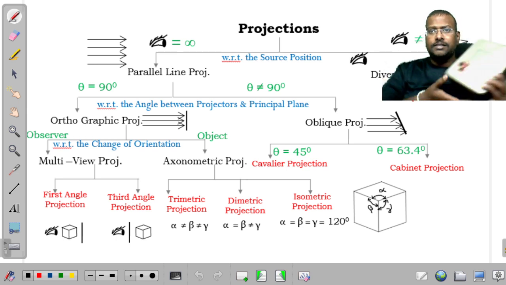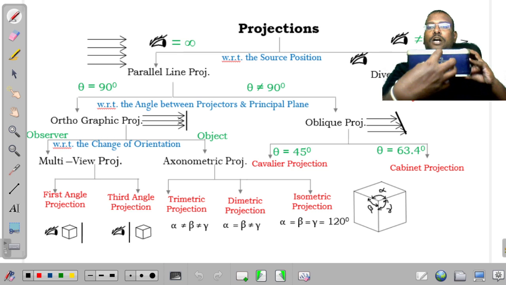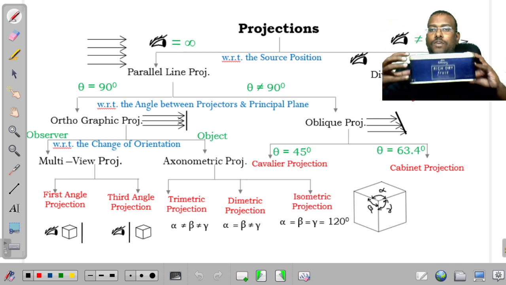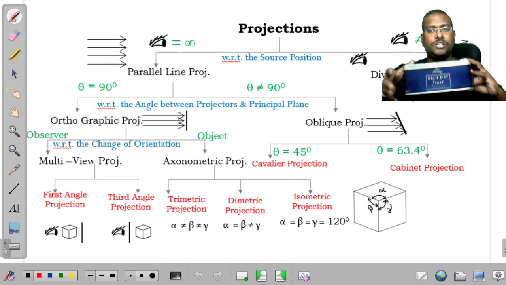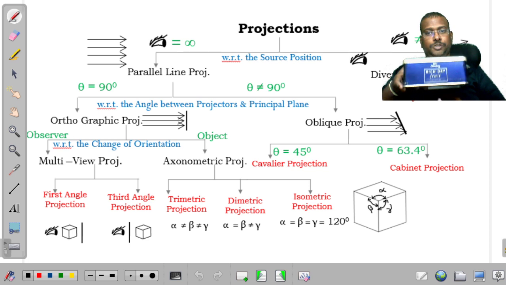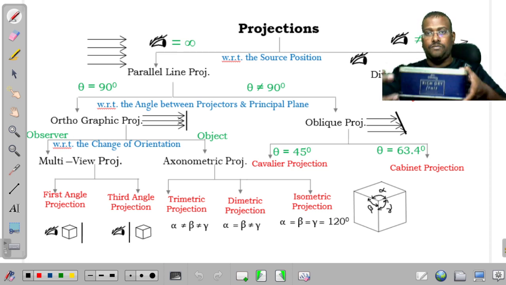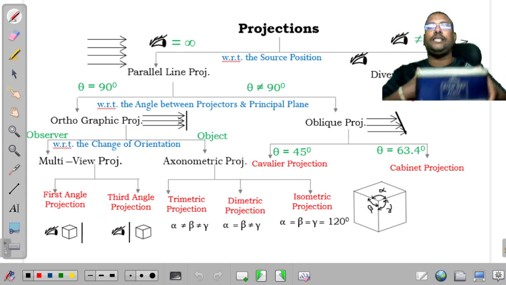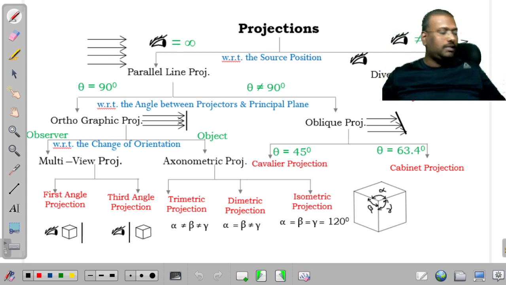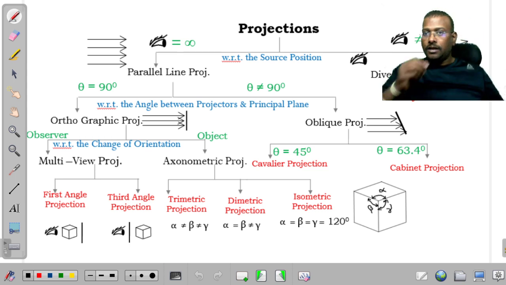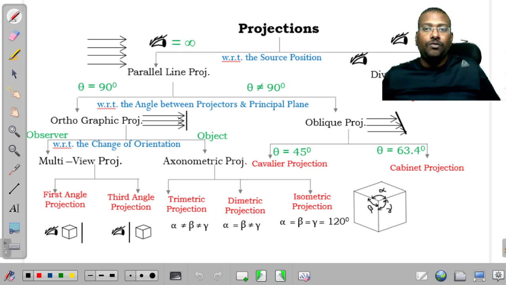What is it? The name itself is saying it. I am viewing from here, I am getting the diagram. I am viewing from here, I am getting the diagram. I am viewing from here, I am getting the diagram. So in order to get the complete information, the observer is changing his position. Then it is called multi-view. Means different views, he is at different places and he is getting different shadows. Shadow is nothing but a view. So he is going to get different shadows. That's why it is considered as a multi-view projection.